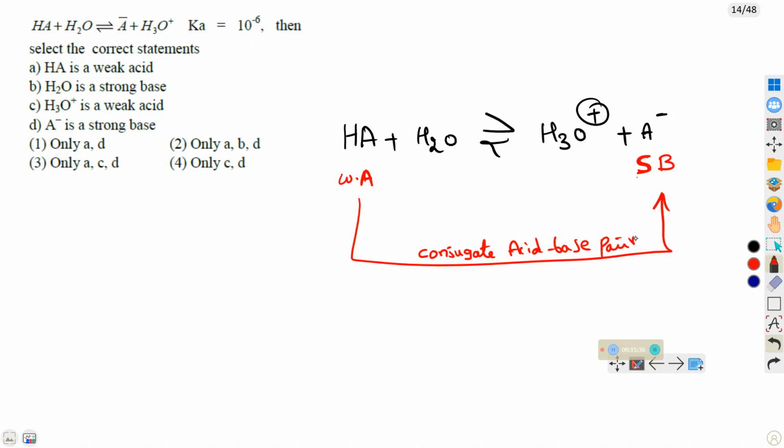H2O is a weak base. H3O plus is a strong acid. Same conjugate acid base pair theory. Now check it. HA is a weak acid, correct. H2O is a strong base, wrong. H3O plus is a weak acid, wrong. A minus is a strong base, correct. Only A and D.